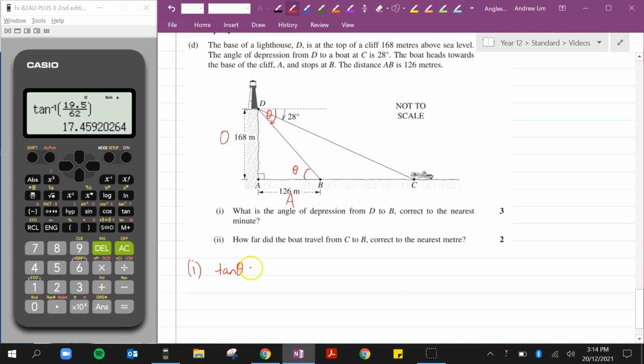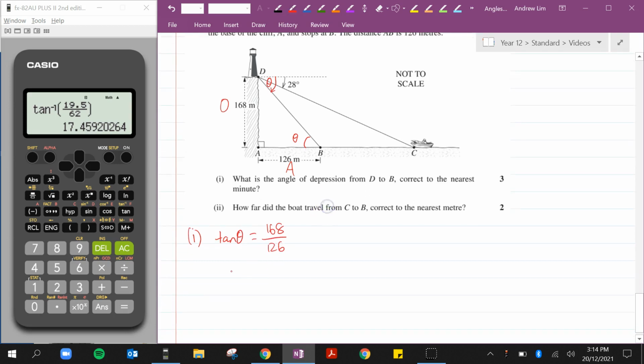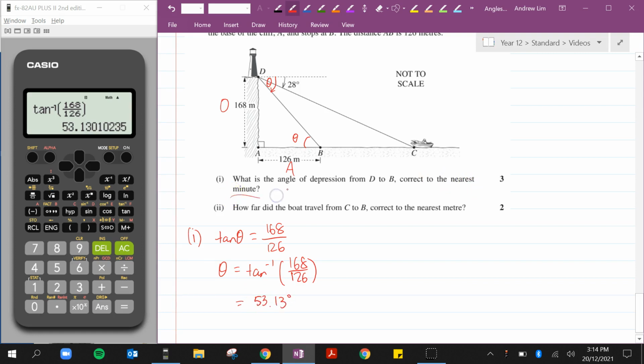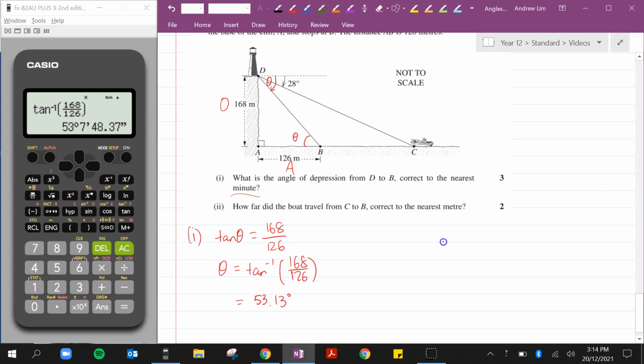So the tangent of the angle is equal to opposite over adjacent. So the angle is equal to the inverse tan of 168 over 126, which is 53.13 degrees. And the question says to the nearest minute, so I'm just going to press my degrees, minutes, seconds button here. 53 degrees and 8 minutes.